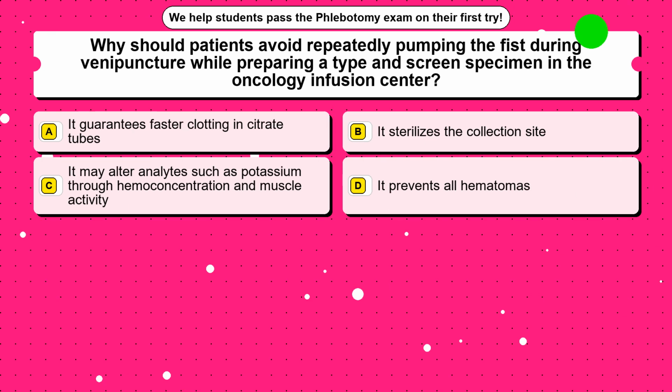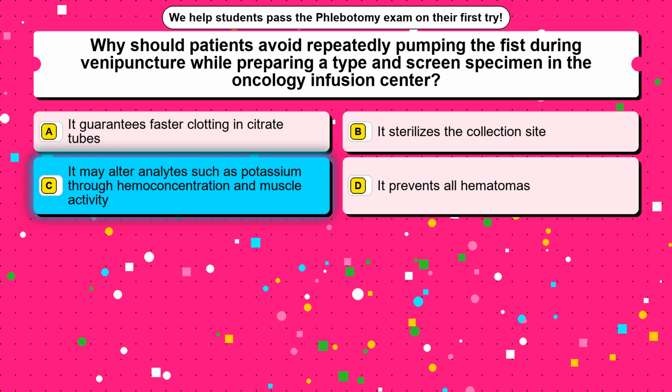Question 11. Why should patients avoid repeatedly pumping the fist during venipuncture while preparing a type and screen specimen in the Oncology Infusion Center? Option A. It guarantees faster clotting in citrate tubes. Option B. It sterilizes the collection site. Option C. It may alter analytes such as potassium through hemoconcentration and muscle activity. Option D. It prevents all hematomas.